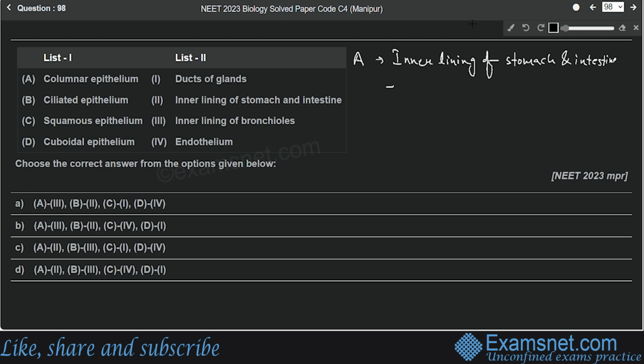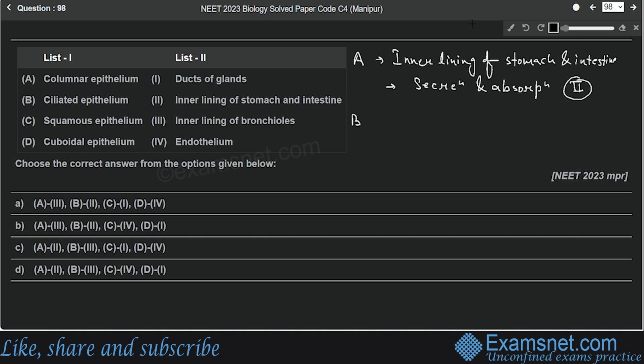There it helps in the secretion and absorption. So A will be matched with number 2. Okay. A will be matched with number 2.